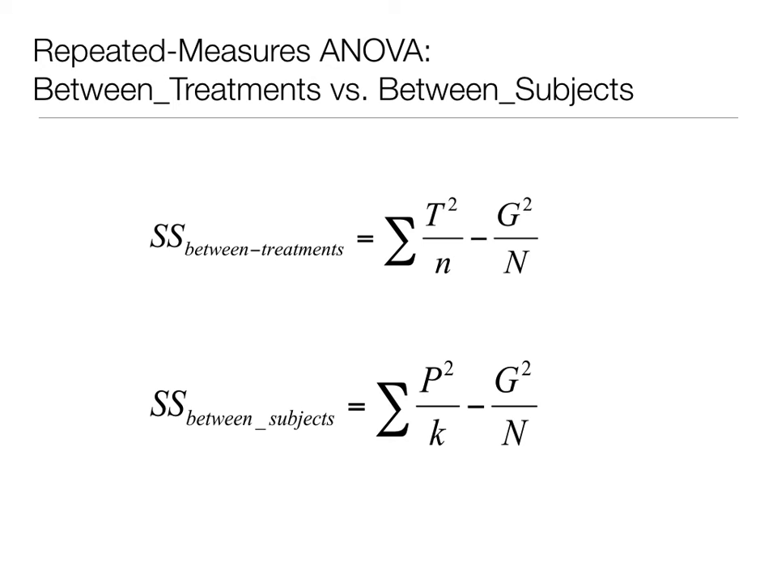So we're doing the exact same thing we did in between treatments, except in between treatments, we look to see how the groups are different. And in between subjects, we're looking to see how the subjects are different, how the people are different. So again, that we can quantify individual differences.